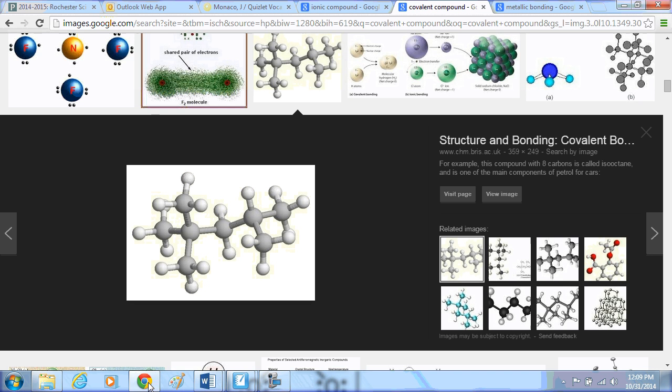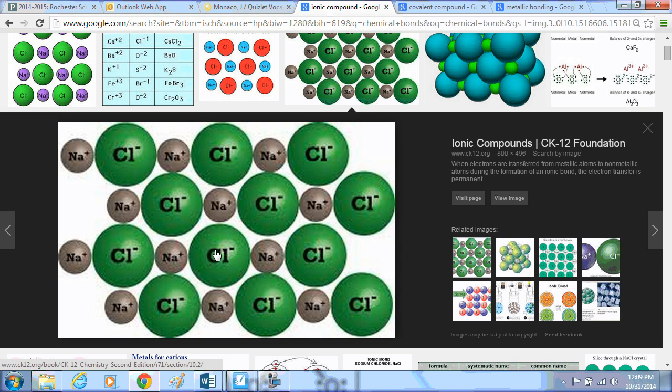Here's a picture of good old sodium chloride at the molecular level. Chlorine ions and sodium ions are arranged in a nice crystal lattice structure. We get the nice salt crystals as a result.